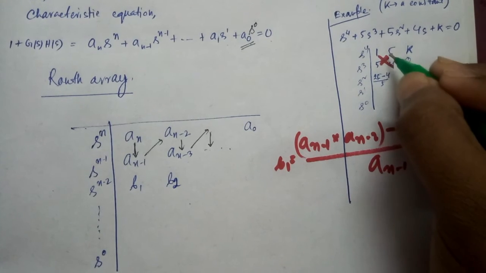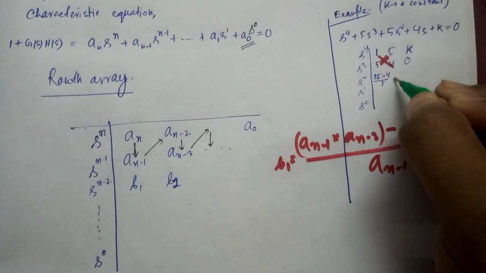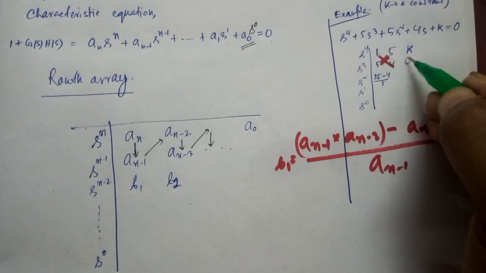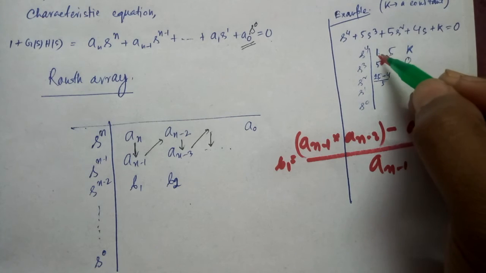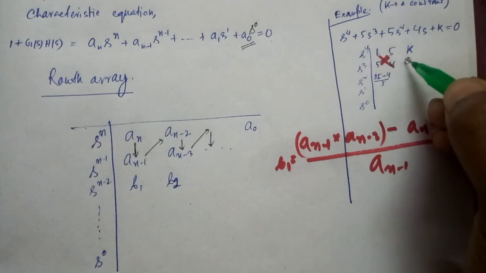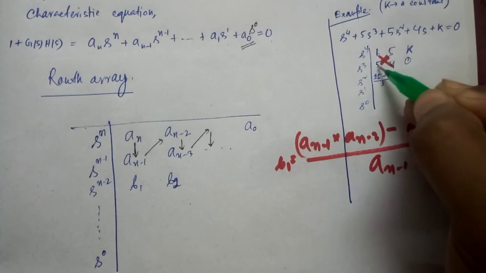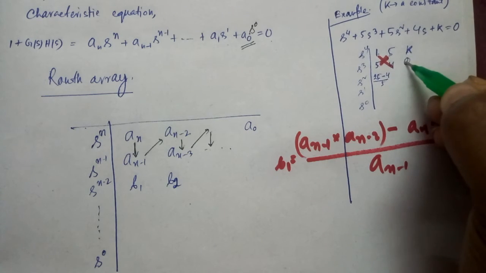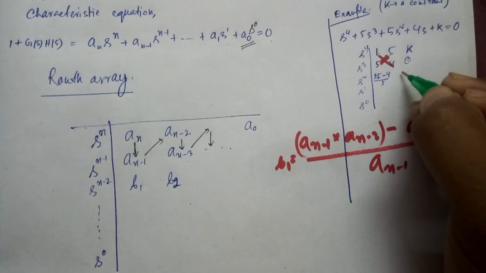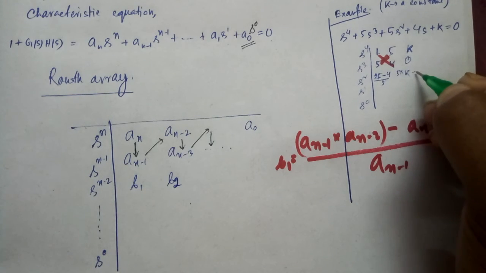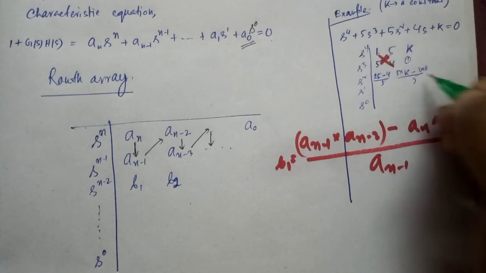So b2 here will be below 4, so b2 will be 1 into 0. You always have to consider the first column. 1 into 0, sorry, 5 into k minus 1 into 0 by 5. So 5 into k minus 1 into 0 by 5, that is actually 5k by 5, that is k.